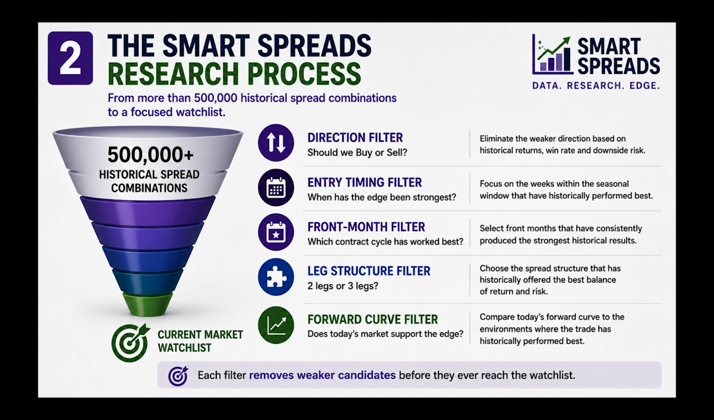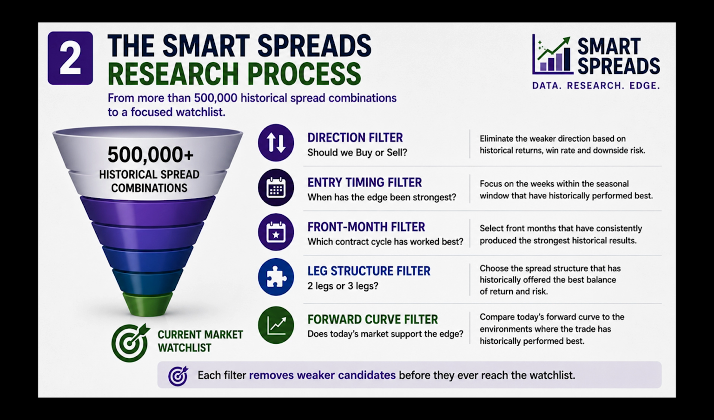The Smart Spreads research process begins with more than 500,000 historical spread combinations. Rather than searching for one perfect indicator, we narrow that universe one layer at a time. First, we identify whether history favors buying or selling. Next, we determine when the historical edge has been strongest. Then we identify the front month contract cycle with the best long-term performance.